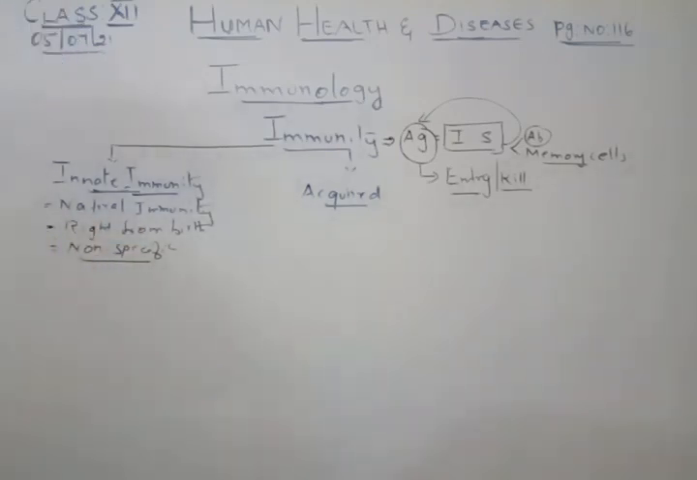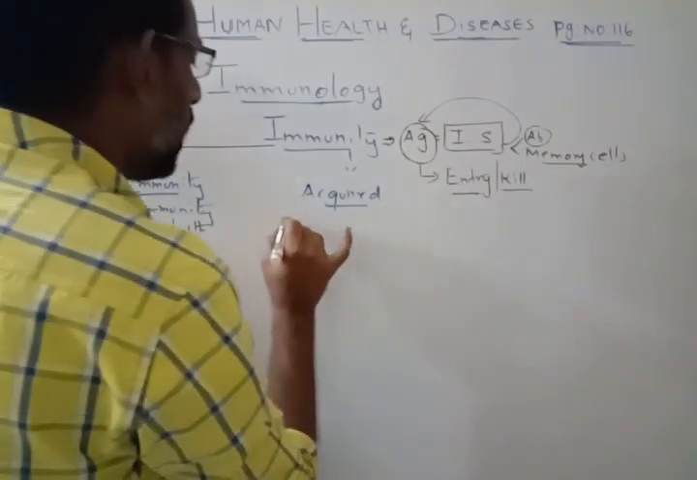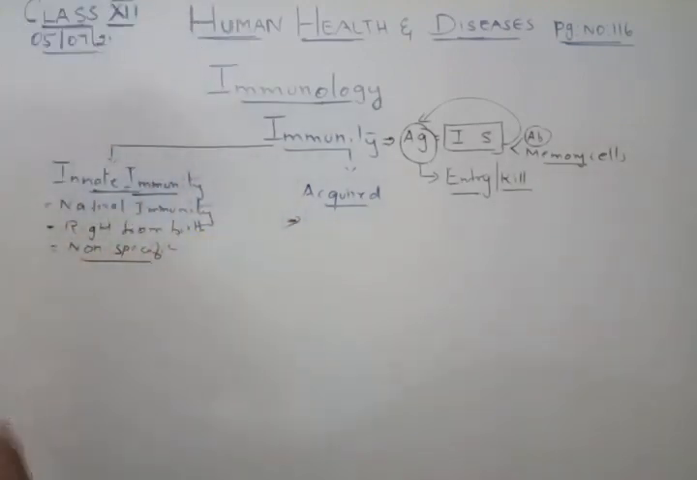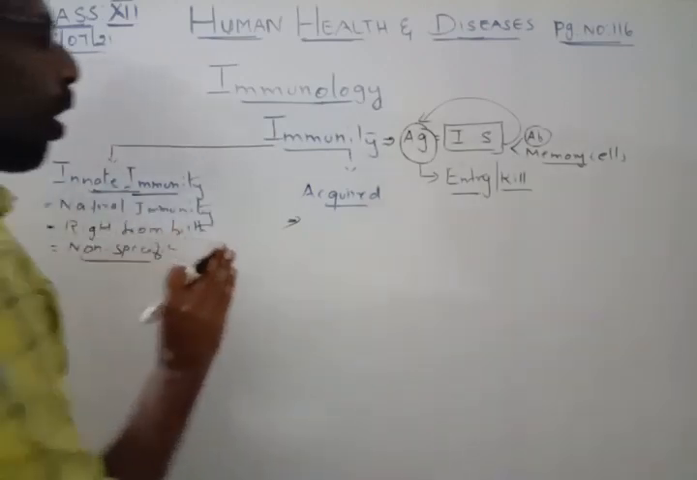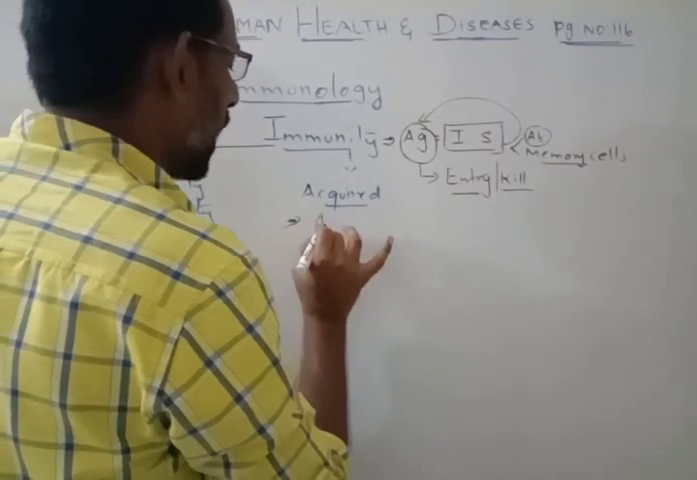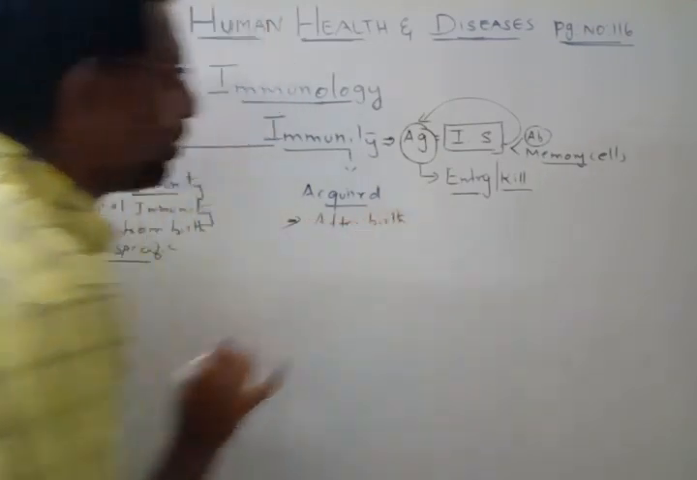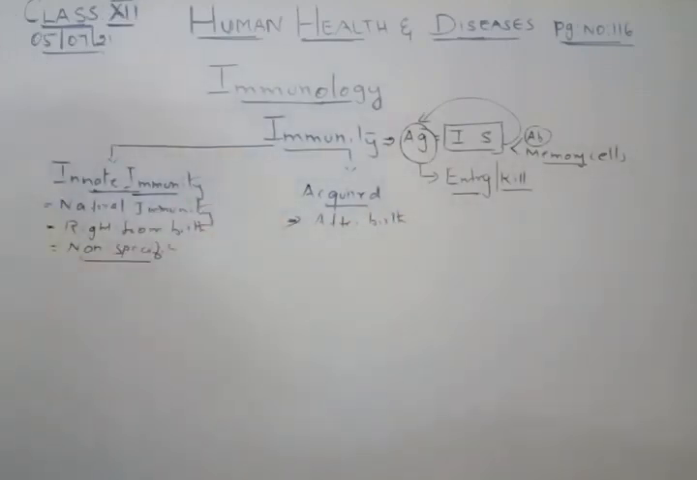When you talk about acquired immunity, we gain it only when the person is living. In our lifetime we acquire some disease, we are affected with some disease. At that time antibodies are produced, and that is called acquired immunity. So it is gained after birth. After birth, the immunity we have is called acquired immunity.